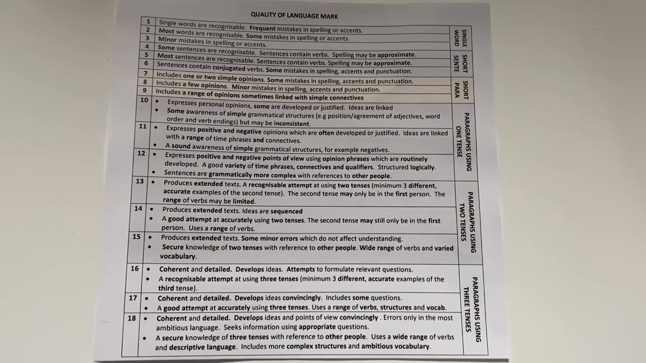3 tenses are secure and reference to other people, so again, not only saying I would like to live in the countryside, but my parents would like to live in France, for example. And a really wide range of verbs and descriptive language, so really just building that vocabulary and broadening and widening our choice of verbs and adjectives, and some more complex structures as well. So that is how you would achieve those highest marks.